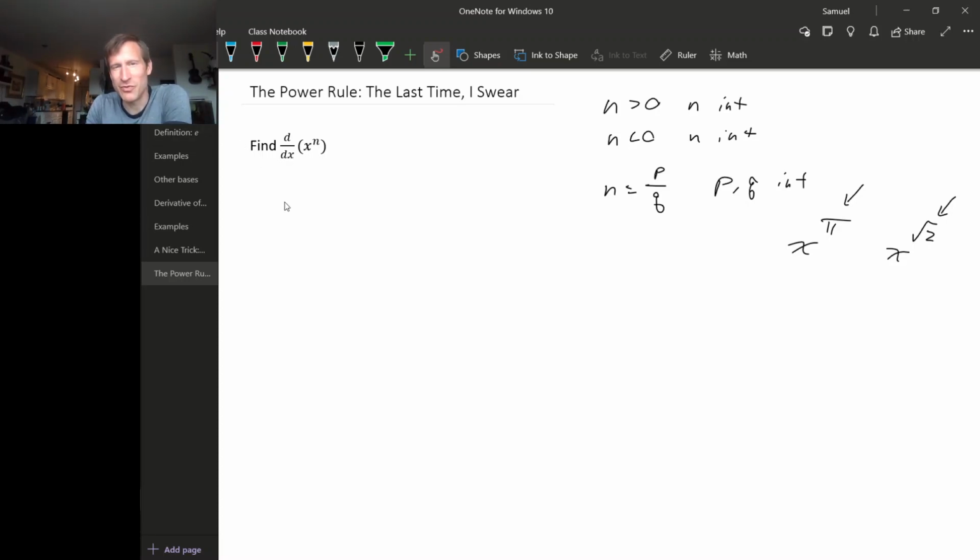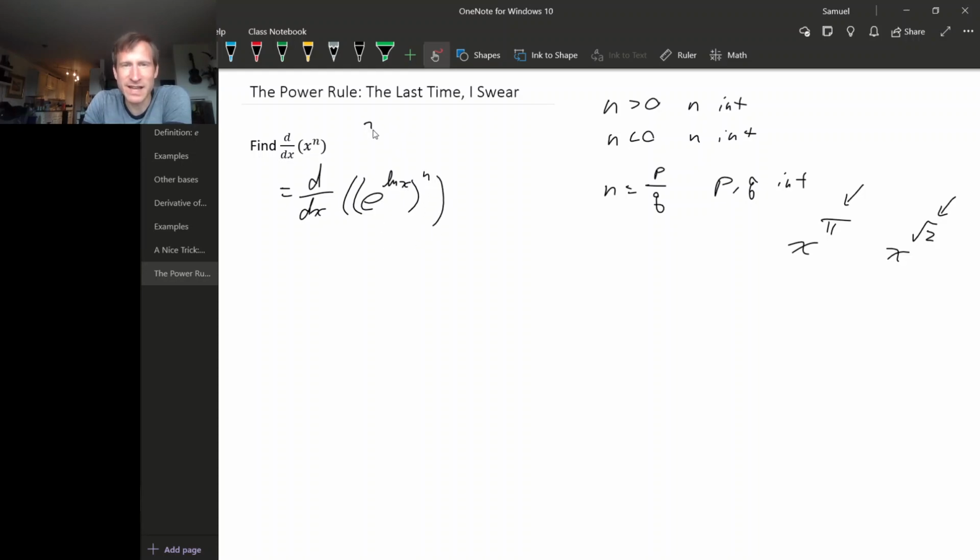Remember, for the full generality of the power rule, we don't know if the power rule is true yet, so we can't just use it. But what we can do is, in calculus, anytime you have an inconvenient base, switch to base e, because base e is nicest for calculus. So we can write this as the derivative with respect to x of e to the natural log x to the n, like that.